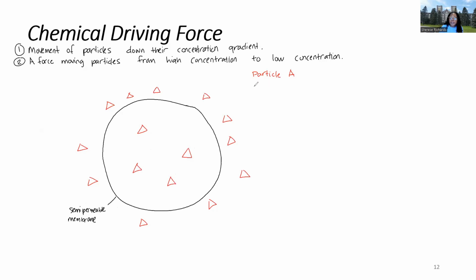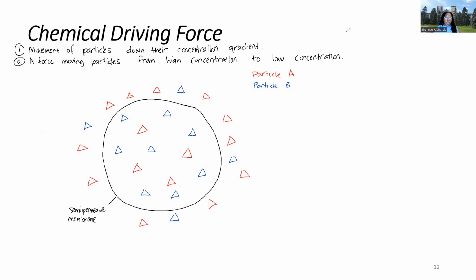Let's look at particle B. So here is particle B, which is in blue, and we have the opposite concentrations for particle B. So we have a lot of particle B on the inside of the cell, in other words, a high concentration of particle B on the inside of our cell, and then a lower concentration of particle B on the outside of the cell. Okay, so we can already begin to describe what the driving forces would look like.